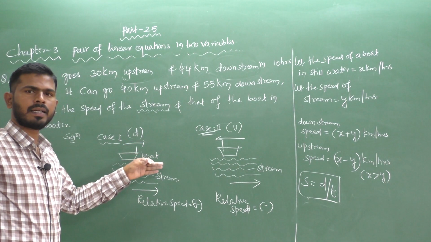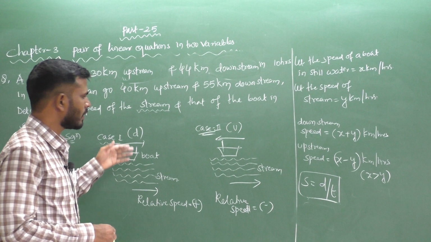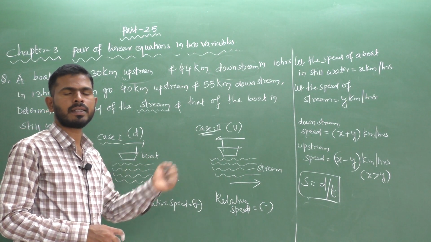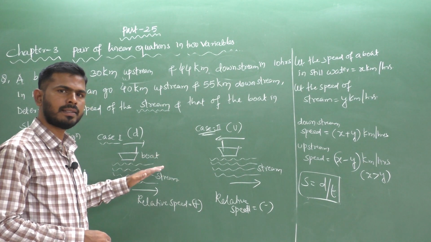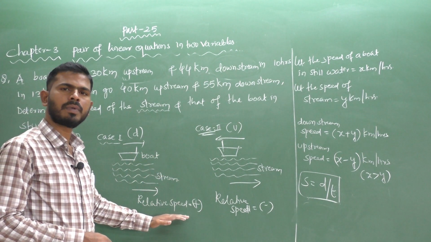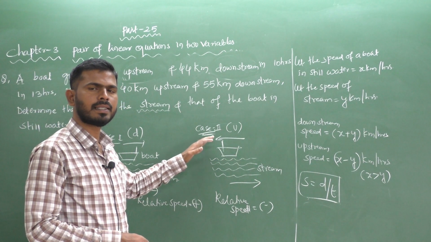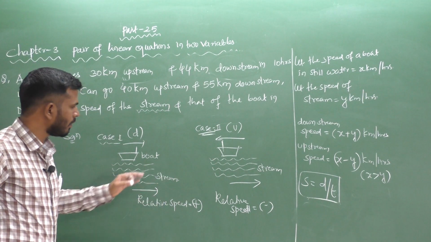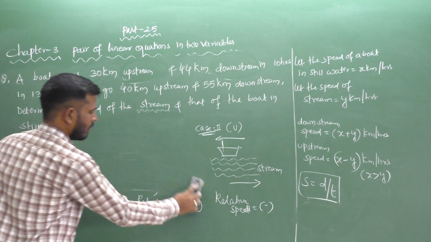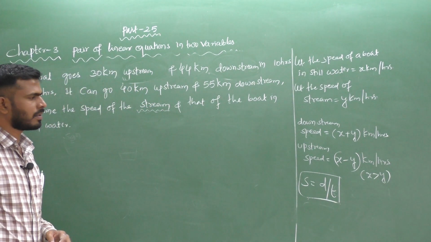Then you will understand clearly, otherwise you will get doubt and confusion about which one to take as downstream and which as upstream. Suppose both are going in the same direction, that is downstream, and the relative speed is plus. If both are going in the opposite direction, that is upstream, and the relative speed is minus. Next, I will write here: speed equal to distance by time.